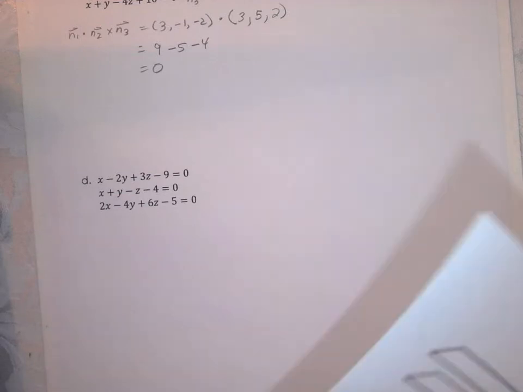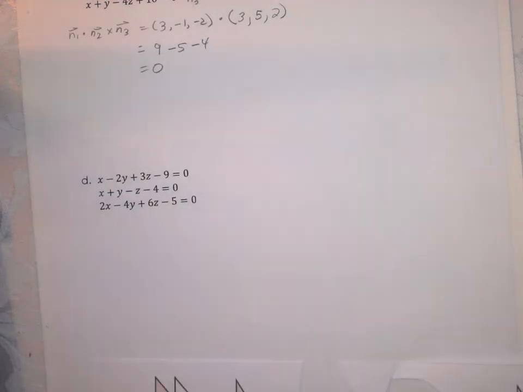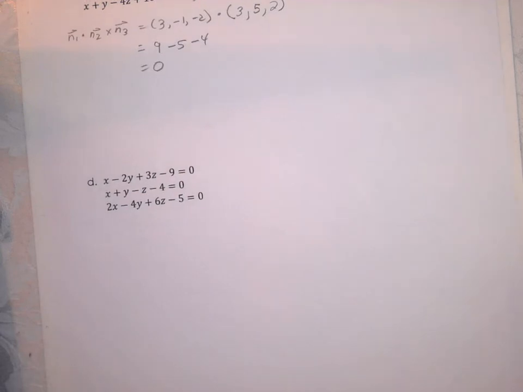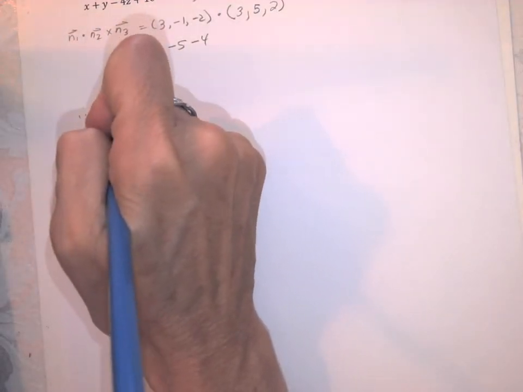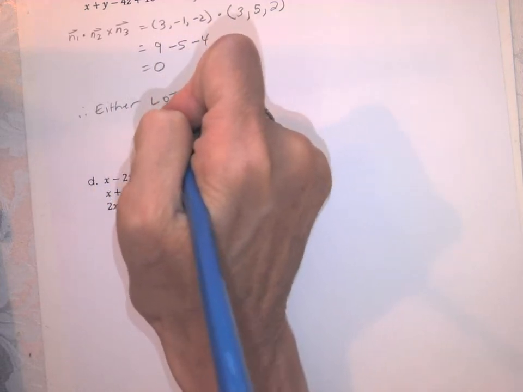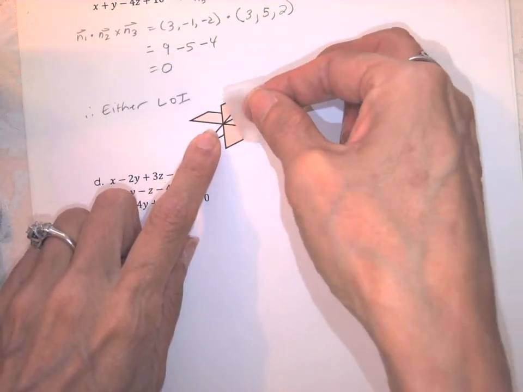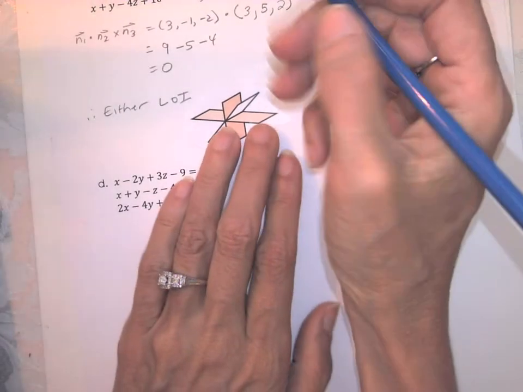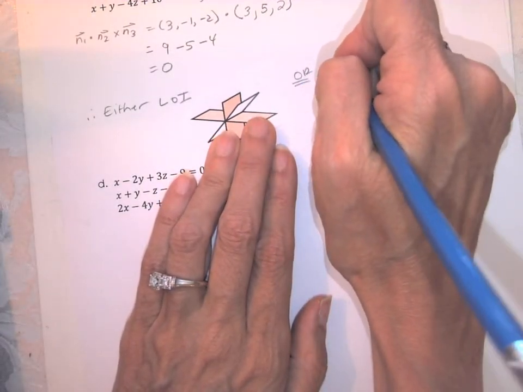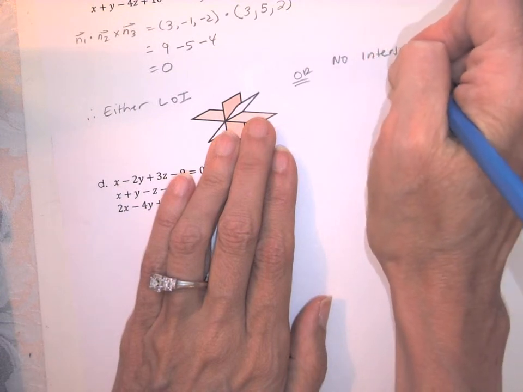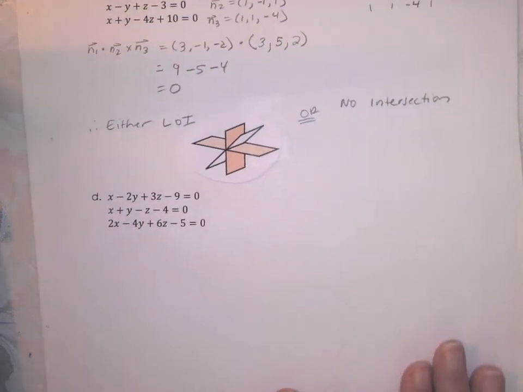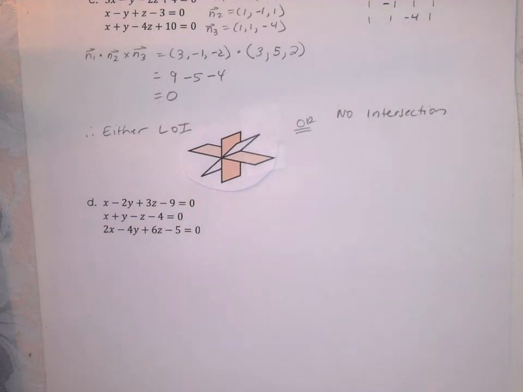So it's either going to be a line of intersection, which is this one. Therefore, either LOI, which is this one, or no intersection of all three planes, which is this picture, the triangular looking one.